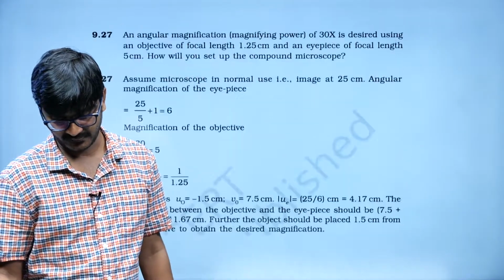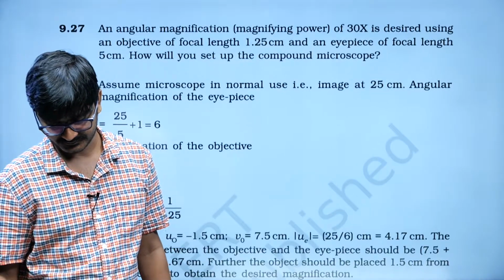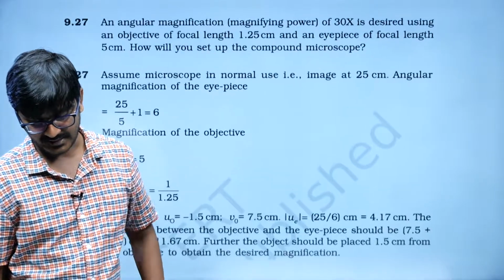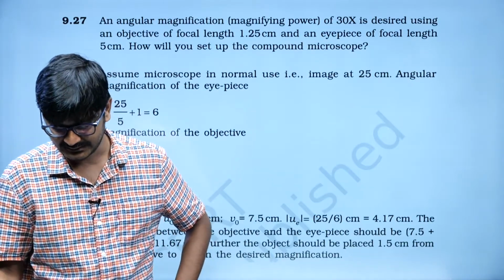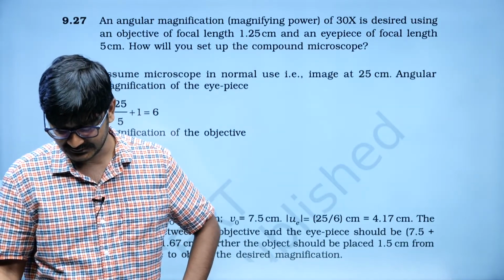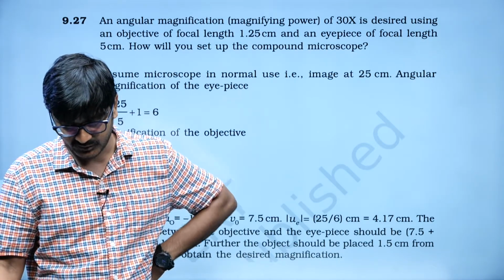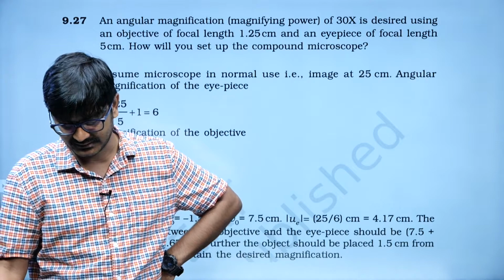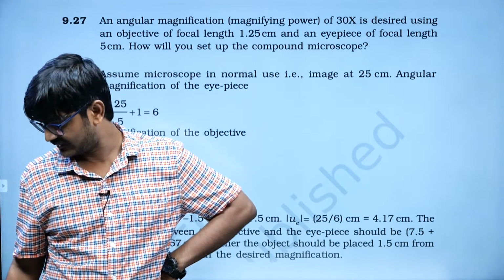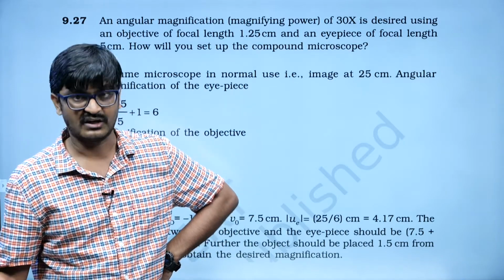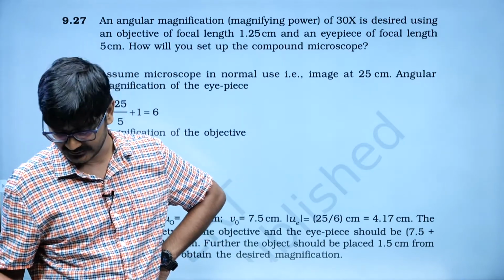Yes. So the next one: an angular magnification or magnifying power of 30 times is desired using an objective of focal length 1.25 centimeter and an eyepiece of focal length 5 centimeter. How will you set up the compound microscope? So there will be many ways. Let us see how it looks in near point adjustment.